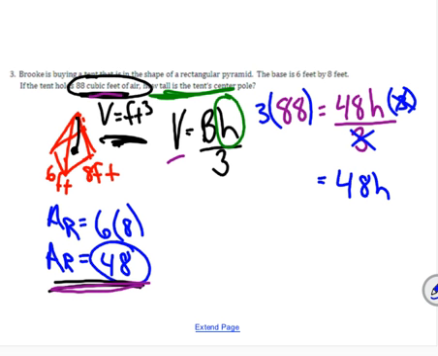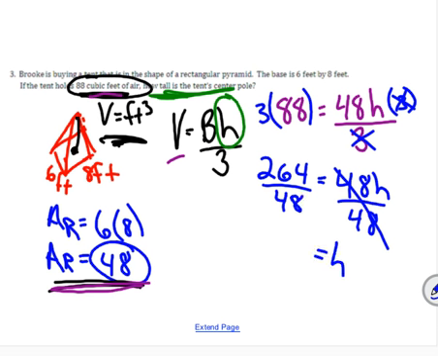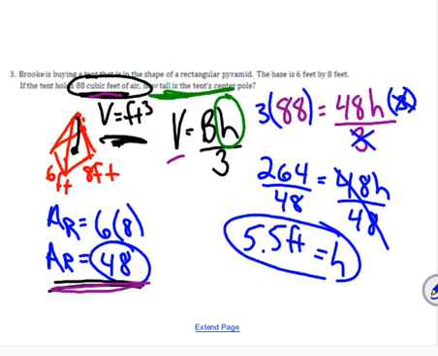I would not write that down in my notes. All right, 24 and 24 is 264. Go with it. And divide by 48. You're supposed to have a height of 5.5 feet. Alright. Hopefully that works out to your liking.